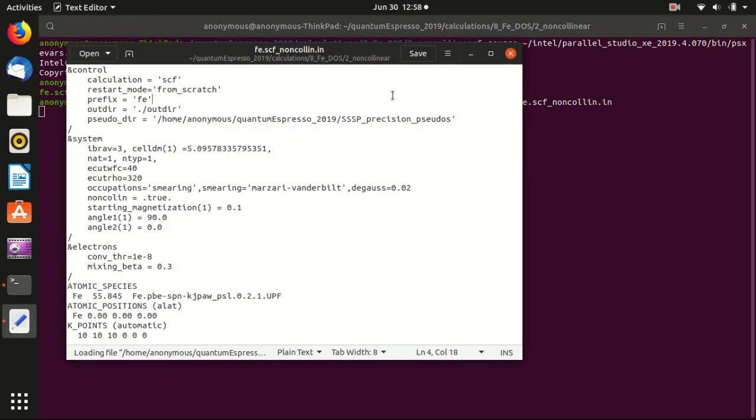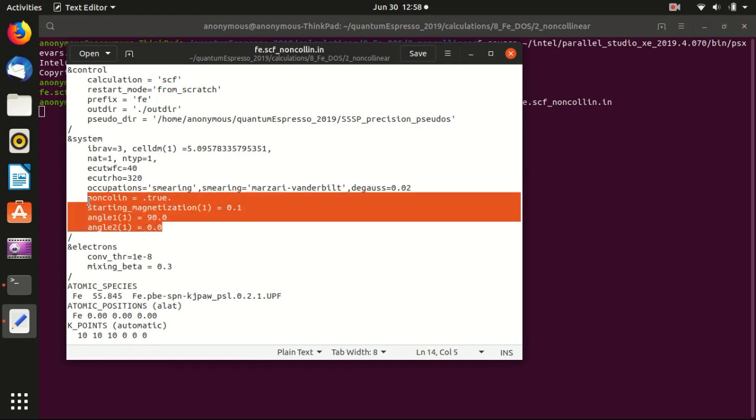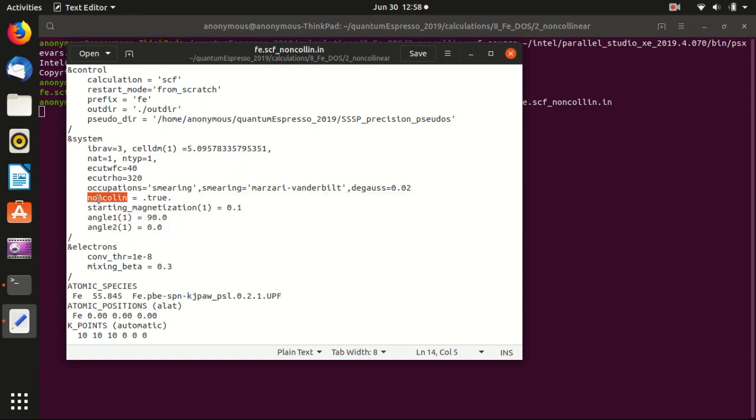I've constructed the input file, and basically, this is the only thing that I changed. If you set the noncollinear calculation to be true, you don't have to specify nspin. Previously we set nspin equals 2, but in the case of noncollinear calculation, you just need to set npol equals 2, and then we still need a starting magnetization for the iron atom. We set it to be 0.1. That's a small value that's just enough to break the symmetry.